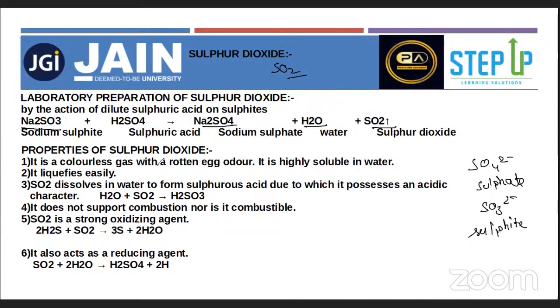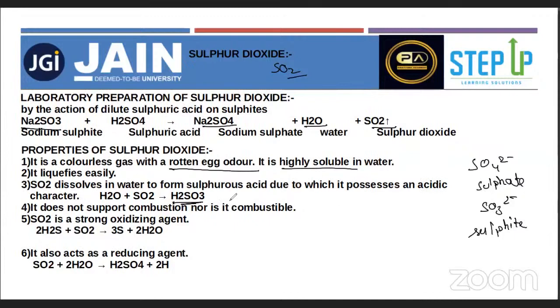Properties of sulfur dioxide: it's a colorless gas with a very bad, pungent smell. I don't know if you have seen the experiment, but if this smell comes out, it's very difficult to stay in the laboratory. It's highly soluble in water, and it liquefies easily, meaning converting it to liquid is quite easy. SO2 dissolves in water to form sulfurous acid, H2SO3, due to which it possesses an acidic character.